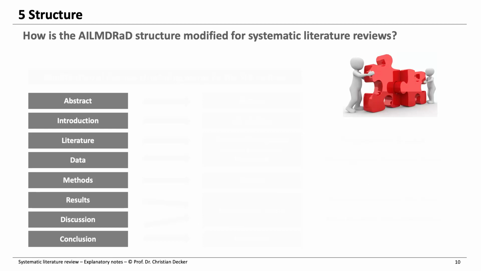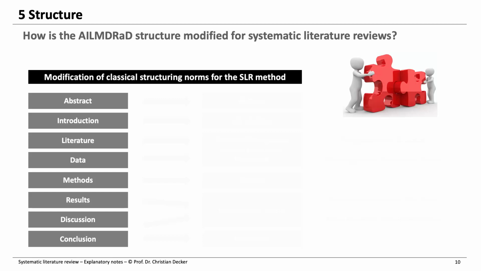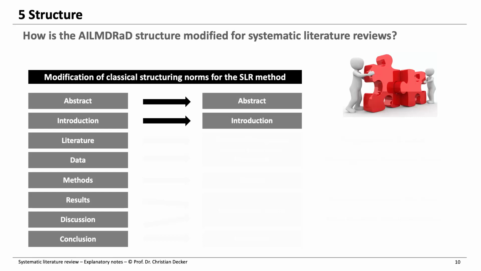How is the AILDMRD structure modified for systematic literature reviews? The structuring norms of AILDMRD can be adapted to the method of systematic literature review. The elements abstract and introduction remain unchanged.